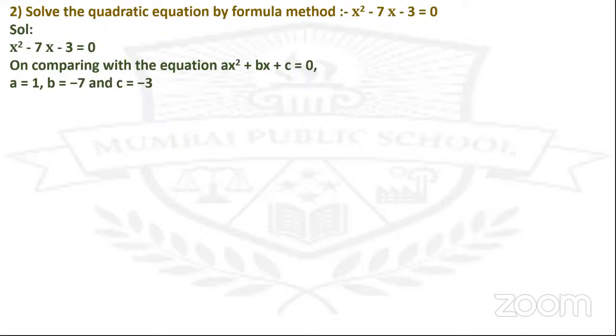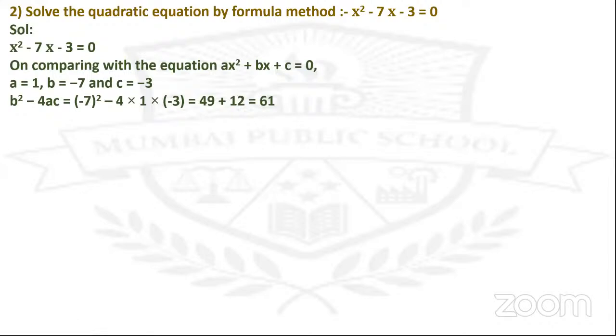We'll just go on comparing with the equation ax squared plus bx plus c equals 0. a equals 1, b equals minus 7, and c equals minus 3. So here you're going to find the value of b squared minus 4ac.